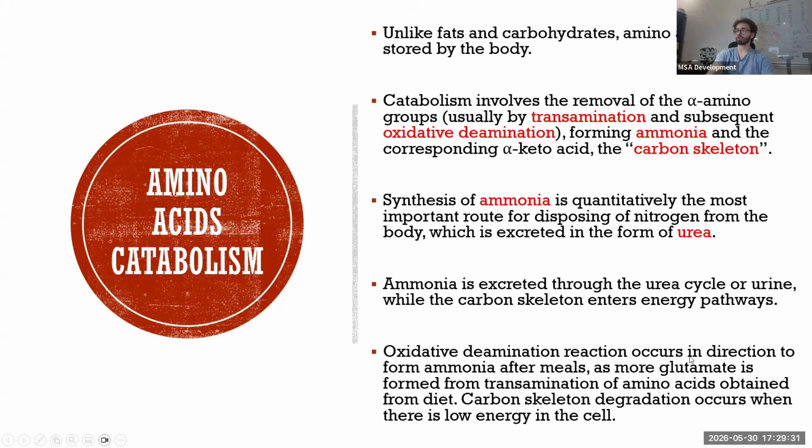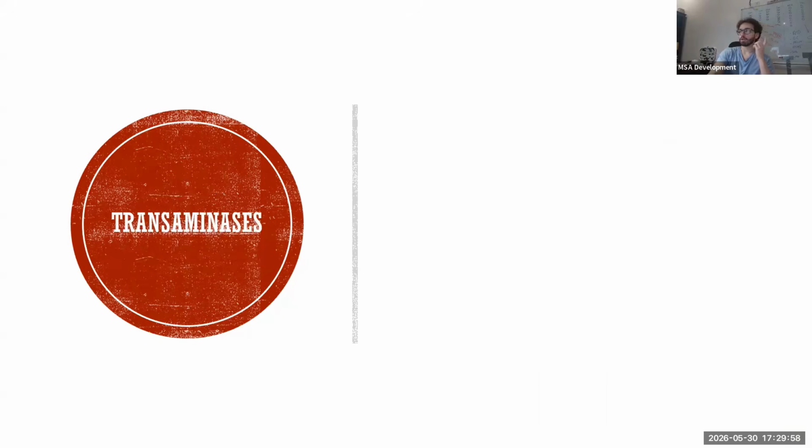Oxidative deamination reaction occurs in the direction to form ammonia after meals. So when we eat a lot of meals, we have a lot of amino acids, a lot of glutamate is being formed, we will do more oxidative deamination. So more ammonia will be formed basically when we're eating. Okay, that's all you need. But carbon skeletons, they are broken down when we need energy. Didn't we say carbon skeleton can be used to make energy? So they're broken down into energy when the body is low in energy. Now, the transaminases, the enzymes that do transamination.